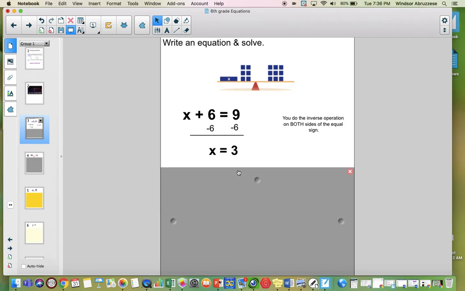Can x be any other number? What if x was 4? Would that make this equation true? No. The only number you can plug in right here for x is 3.